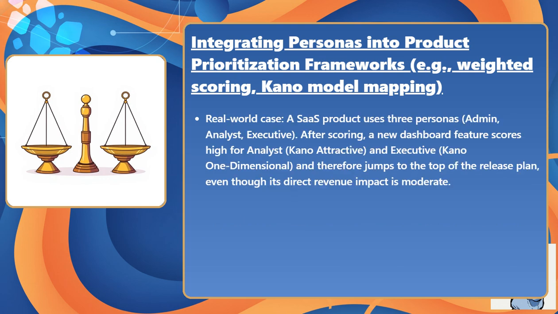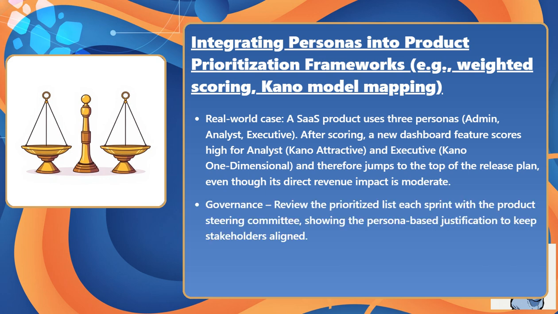Real-world case: a SaaS product uses 3 personas: admin, analyst, and executive. After scoring, a new dashboard feature scores high for analyst (Kano attractive) and executive (Kano one-dimensional), and therefore jumps to the top of the release plan, even though its direct revenue impact is moderate.